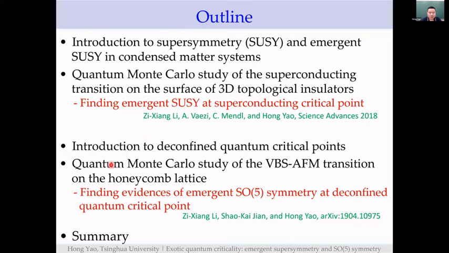The second part of my talk will be emergent SO5 symmetry at deconfined quantum criticality. This is also based on a quantum Monte Carlo study of a fermionic interacting model on the honeycomb lattice, which has a VBS to antiferromagnetic transition at some critical interaction strength. From this study, we found evidence of deconfined quantum criticality and possibly emergent SO5 symmetry. In the end, I will summarize.